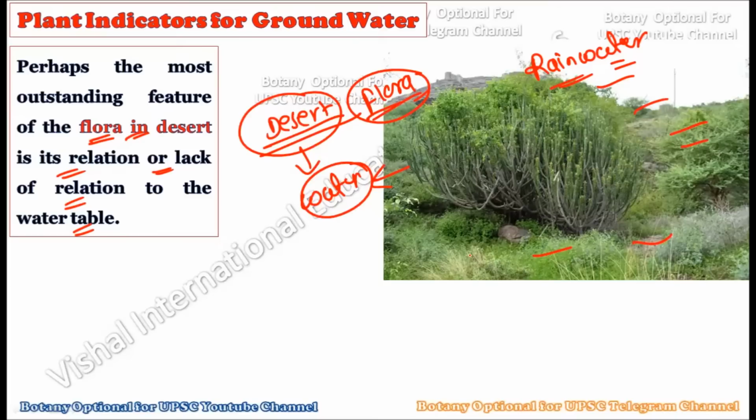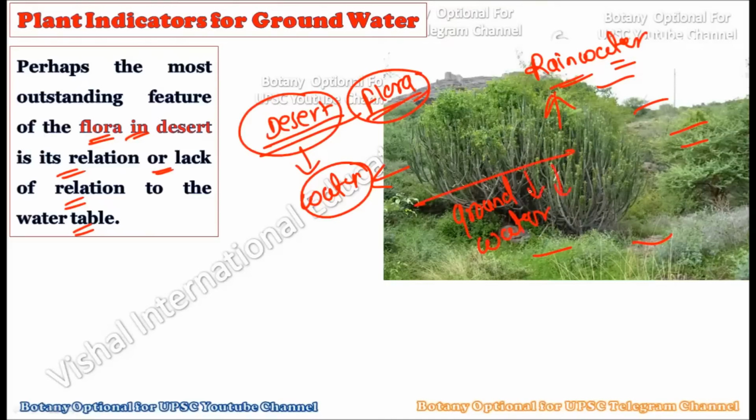One thing should be clear: not every species in the desert indicates water. In general, we would say that if some plant species is present there, there must be water. But this is not true, because water is of different kinds. There is rainwater, there is groundwater, right? Groundwater and rainwater are two different things.